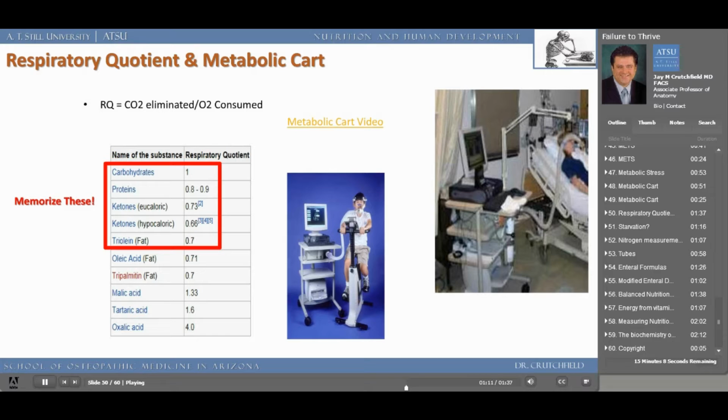If we know these numbers, carbohydrates at 1, proteins at 0.8, fats at 0.7, we can measure which substrate this patient is using and or which substrate we need to provide the patient. It's all pretty complicated, and you'll learn more about this in residency. For now, just understand that nutrition can actually be a science.